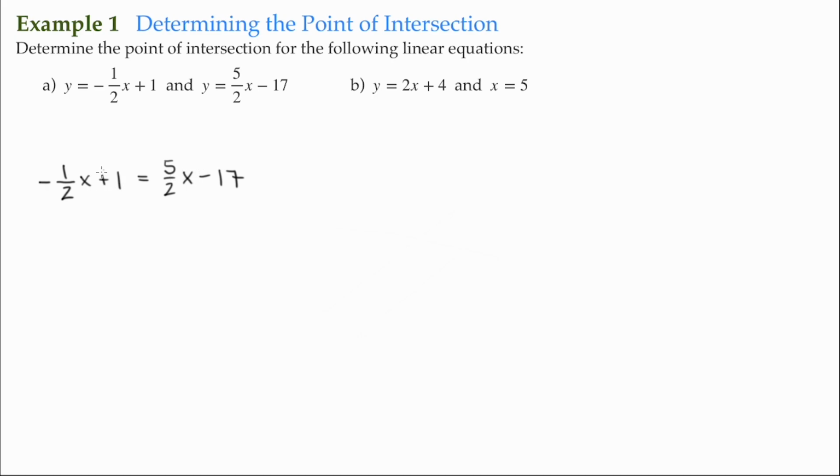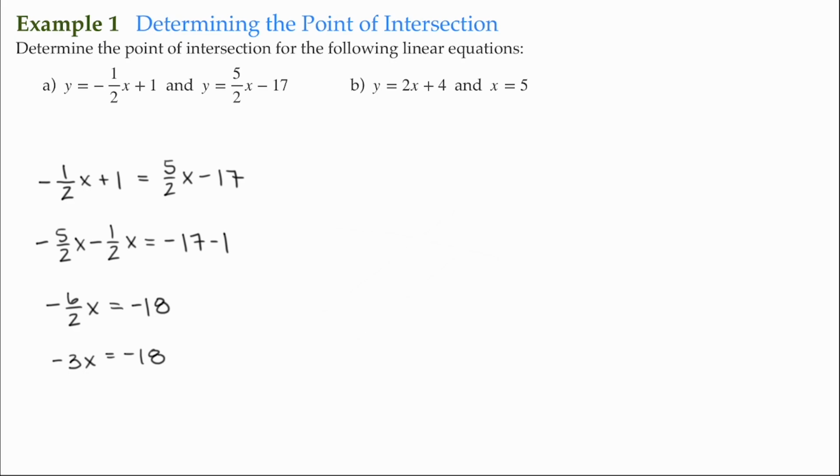So if I subtract 1 from either side and then subtract 5/2 x from either side, we'll have negative 5/2 x minus 1/2 x, and that's going to be equal to negative 17 minus 1. Negative 5/2 x minus 1/2 x, that's going to be negative 6/2 x. Negative 17 minus 1, that's negative 18. Negative 6/2 is the same as negative 3x. That's equal to negative 18.